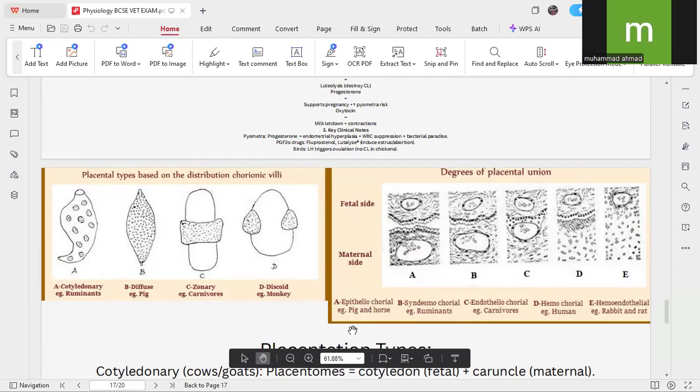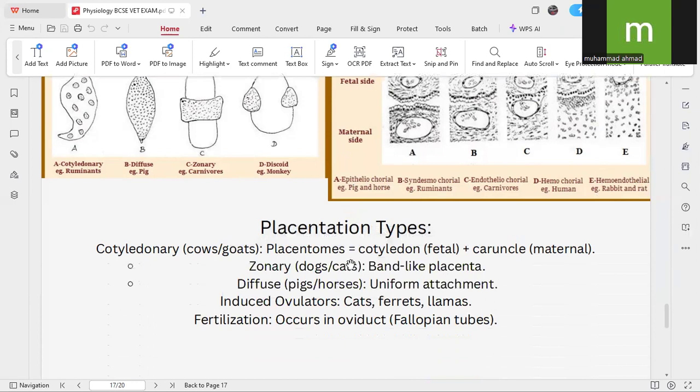Number one is epitheliochorial, present in the pigs and the horses. In B, there is syndesmochorial, present in the ruminants. And endotheliochorial is in carnivores, and hemochorial is in humans: hemo, blood, chorial. Hemoendothelial is present in rabbits and rat rodents. These are important; you should remember which placenta type is present in which species.